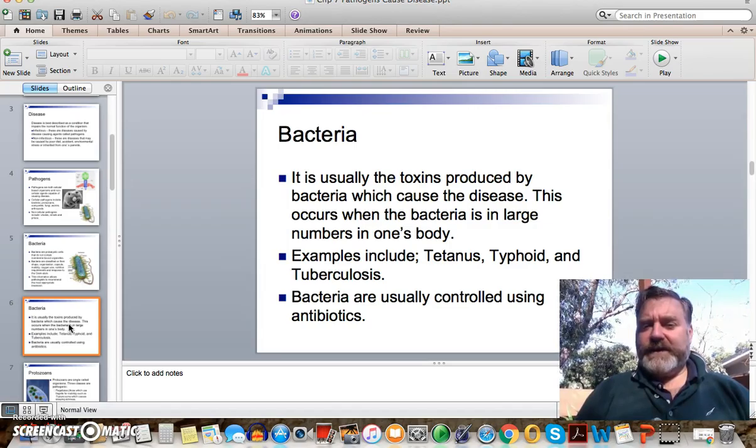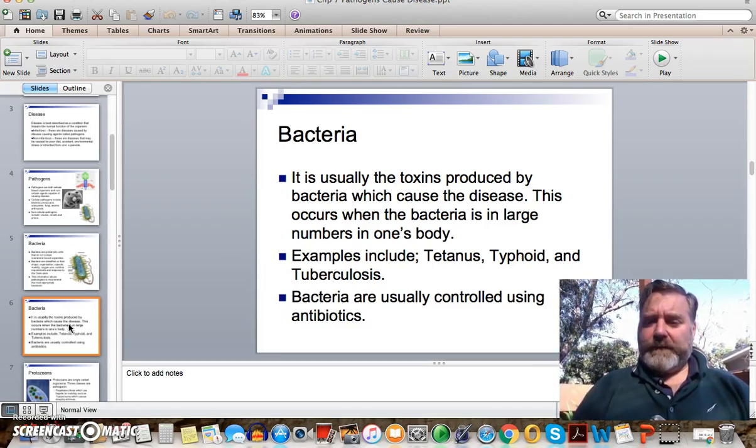And often those toxins are then taken up, especially from the gut flora, entering our bloodstream and causing us great difficulty. And some classic examples are tetanus, typhoid, and tuberculosis. The good thing about bacteria is they tend to respond really well to antibiotics, although, of course, as we discussed in class, antibiotics are becoming more and more difficult as we overuse them.